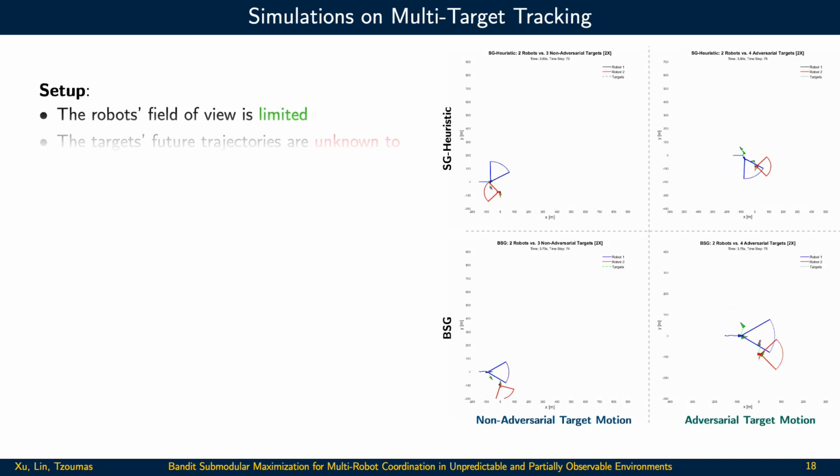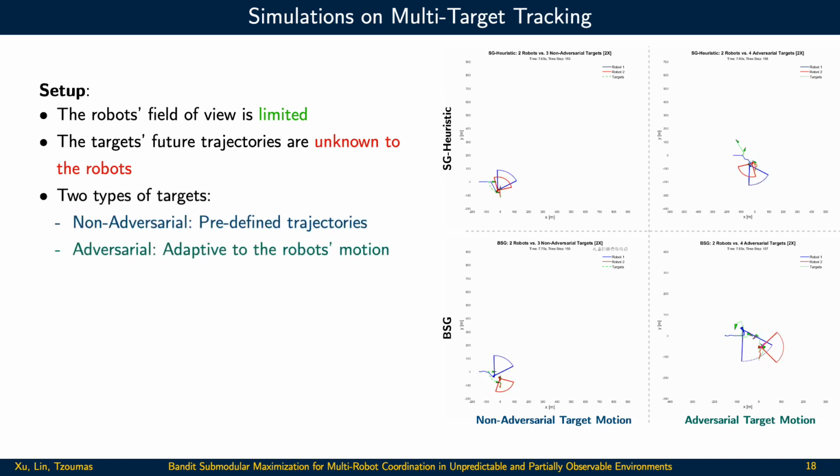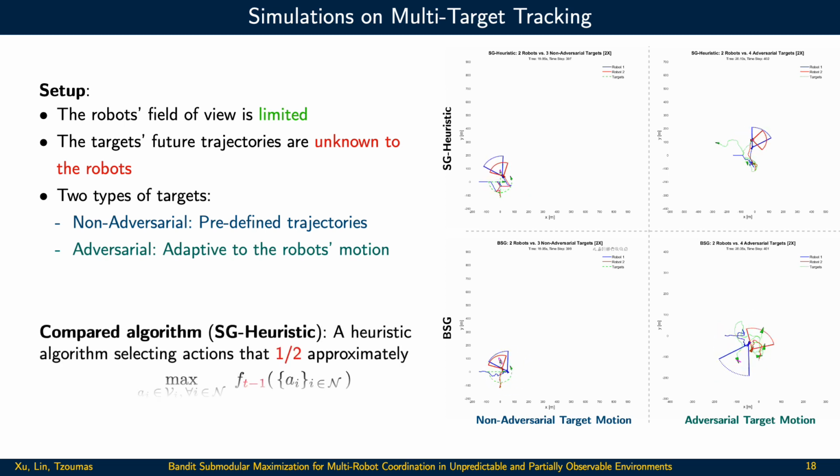We validate our algorithm in a 2D target tracking problem, where the robots have a limited field of view and the target's future trajectories are unknown to the robots. In particular, the targets may be non-adversarial with predefined trajectories, or they may also be adversarial when they are adaptive to the robot's motion. We compare our algorithm to a benchmark algorithm SG heuristic, which is the sequential greedy, however based on the observed environment at time step t-1, since the environment at time t is unknown.